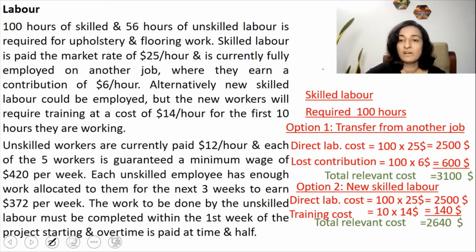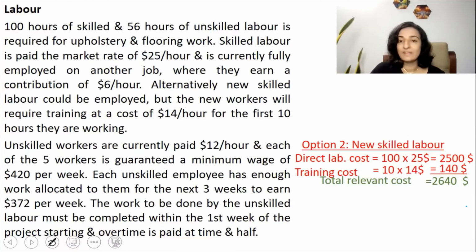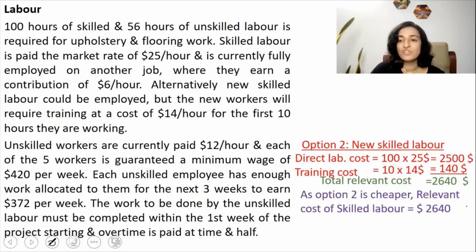So we have got two options. The first option, the relevant cost is 3,100, and the second option, the amount is $2,640. So being a business, we always go for the cheaper option. So we will go for the $2,640 option. That is, we will be hiring new skilled labor. So let's make the final decision as option 2 is cheaper. Relevant cost of skilled labor is $2,640.